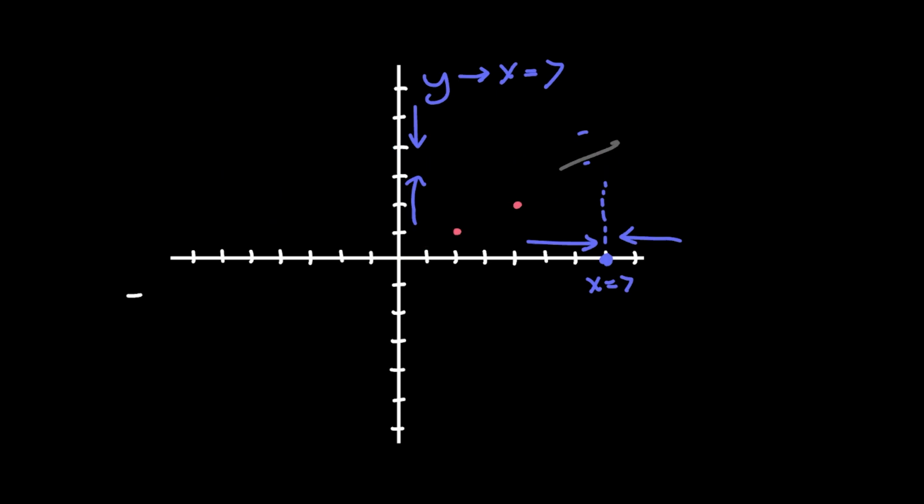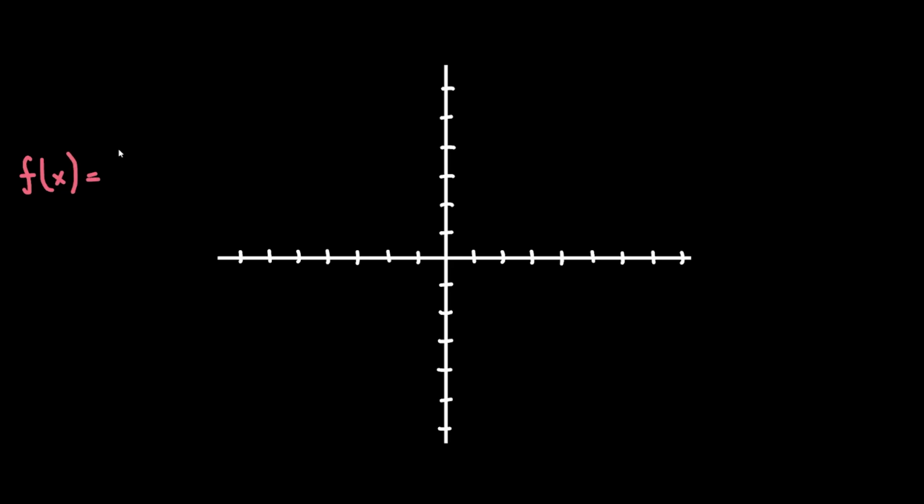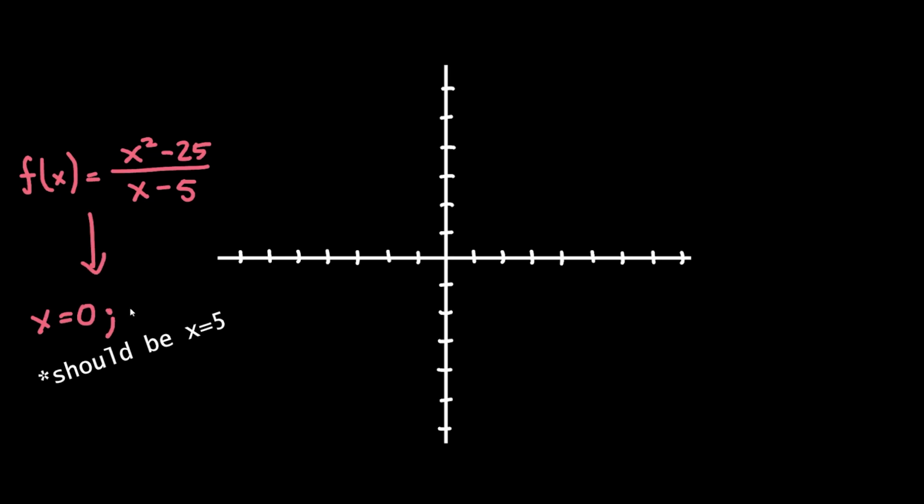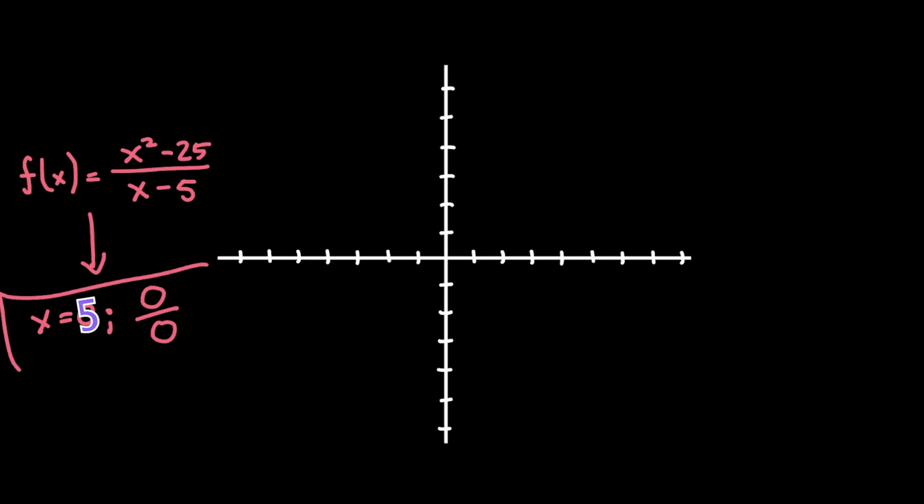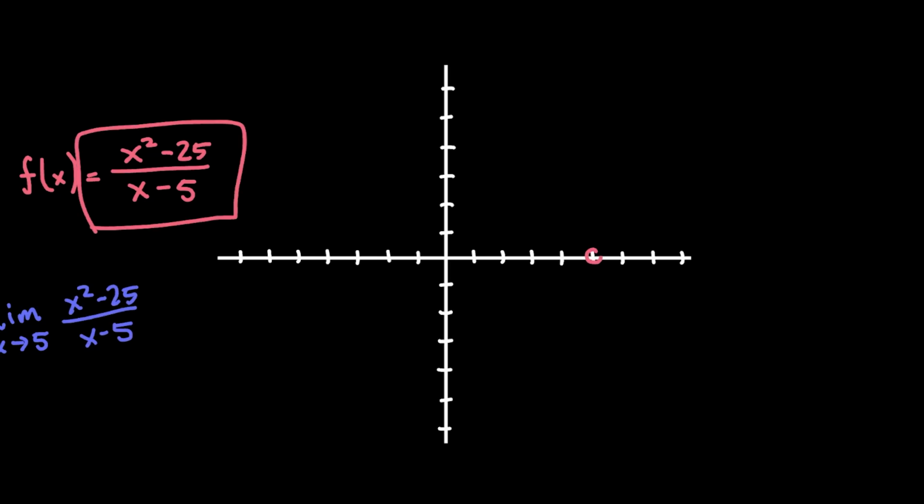So what about the example I used earlier? Our function was x squared minus 25 over x minus 5. Okay, we know that by plugging in x equals 5, our answer becomes 0 over 0. And again, this is not good. We want to avoid this at all costs. But remember, in a limit, we're not asking what does it equal, we're asking what does it approach. Limit as x approaches 5 of our function. Now the function in question looks a little bit like this.